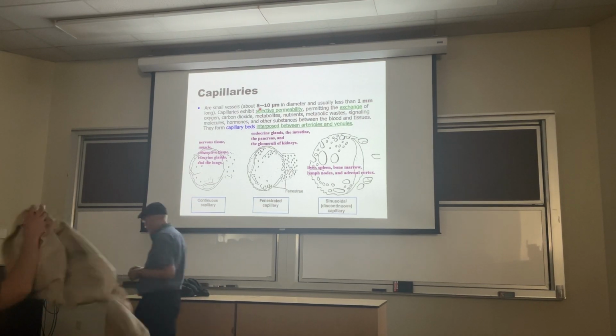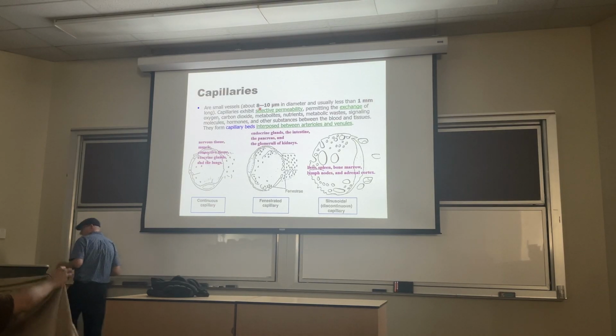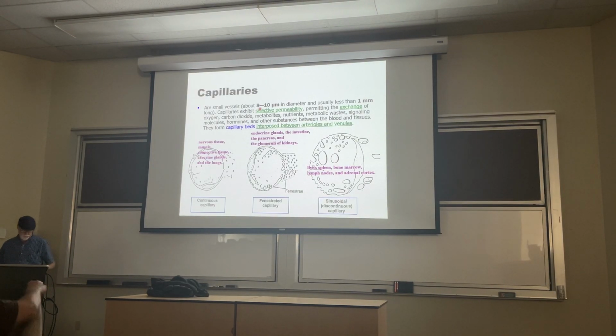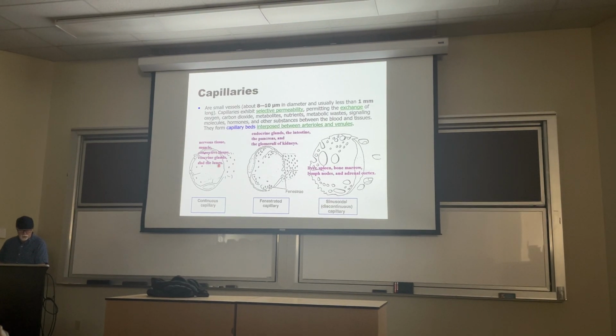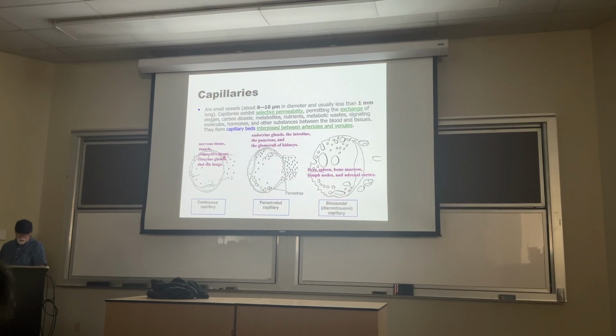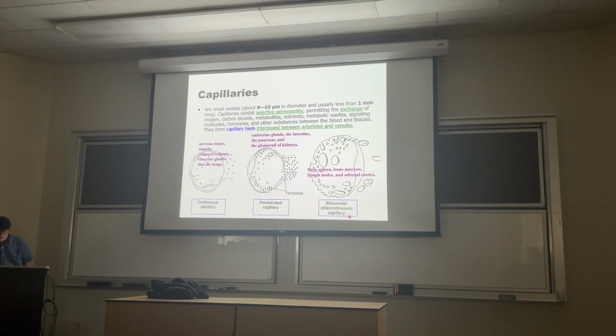They have to squeeze through like that. The continuous capillaries all have high permeability, and things can diffuse through. But the continuous capillaries are the least permeable of the capillaries. And then the fenestrated are more permeable. And the sinusoidal are the most permeable. So we're going from continuous, fenestrated to sinusoidal, also called discontinuous. And they're progressively getting more and more permeable.